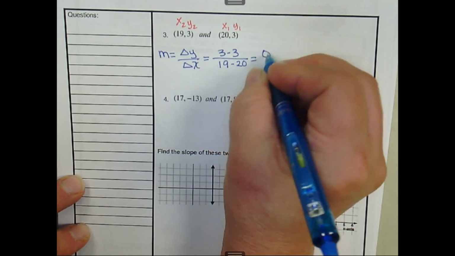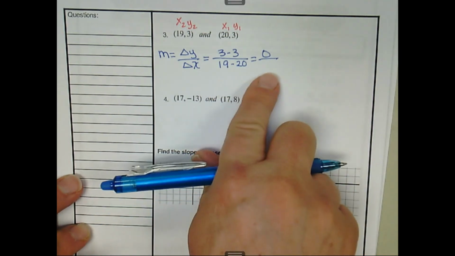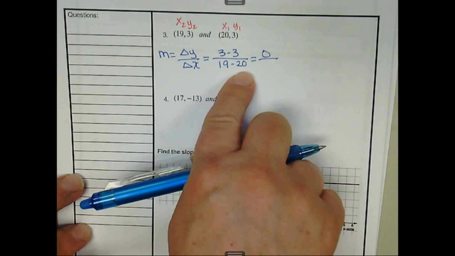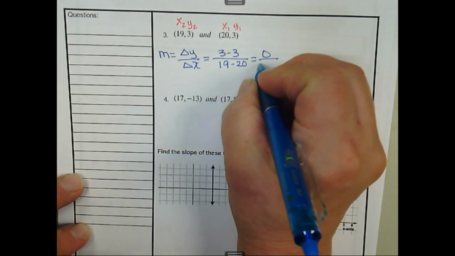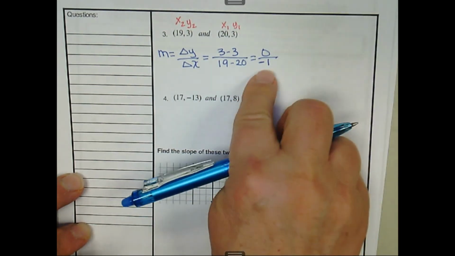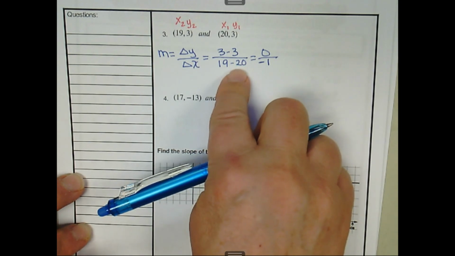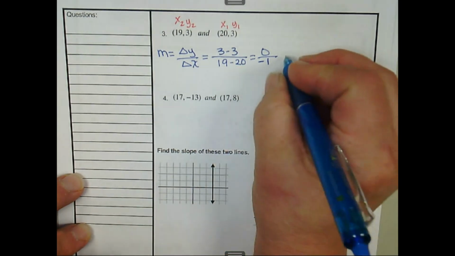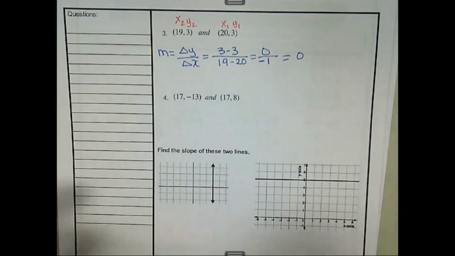3 minus 3 is 0. At this point, I know what the answer is. Okay, 19 minus 20, your opposite signs. Subtract, keep the sign of the larger. 20 is larger, so 20 minus 19 is 1. It makes it a negative 1. So this is a slope of 0.